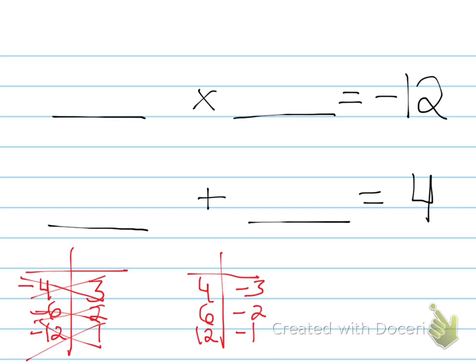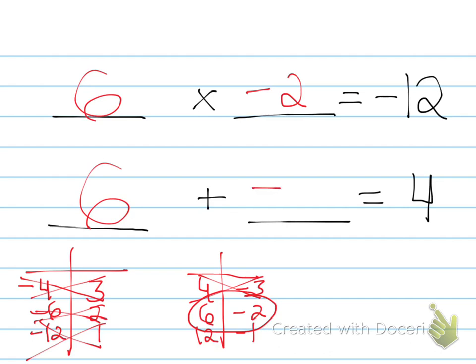4 plus -3, no, that's not going to give me positive 4. 6 plus -2, that one works. That is going to give me 4. So my two numbers that will work are 6 times -2, which equals -12, and 6 plus -2, which equals 4. And that's it.